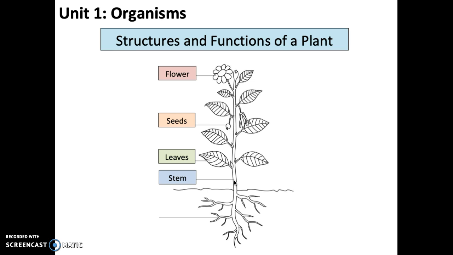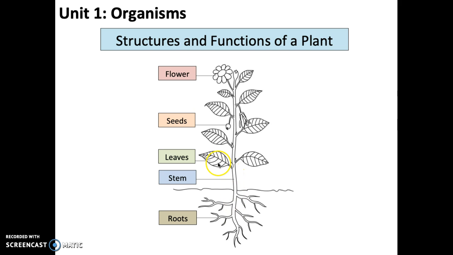A plant's stem helps move water and other materials from the roots to the leaves. A plant's roots have multiple purposes. They take water and other materials from the soil, hold the plant in the soil, and store extra food that the plant doesn't need right away.